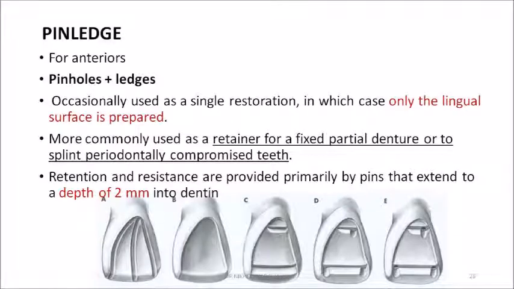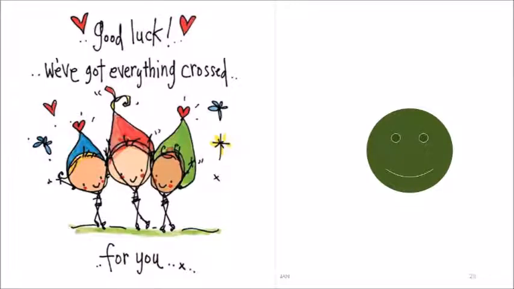These are given in cases where the tooth has to be used as a fixed partial denture abutment, in cases of periodontally compromised tooth where splinting is required, or as a single restoration where only the lingual surface of the tooth is prepared. That's all about complete and partial veneer crowns.